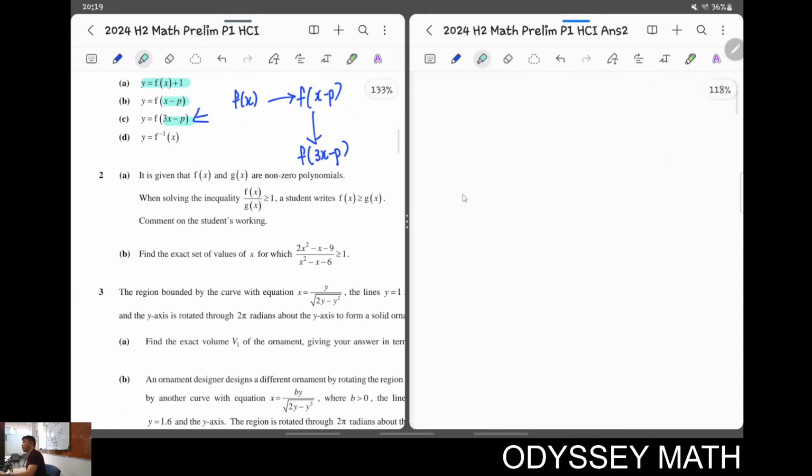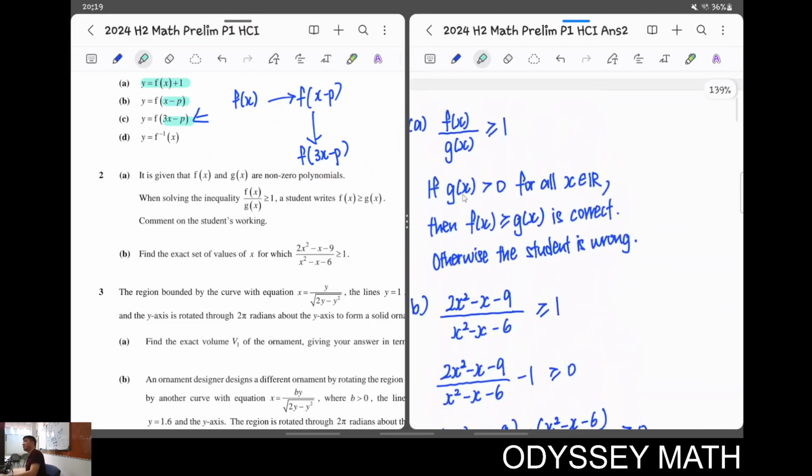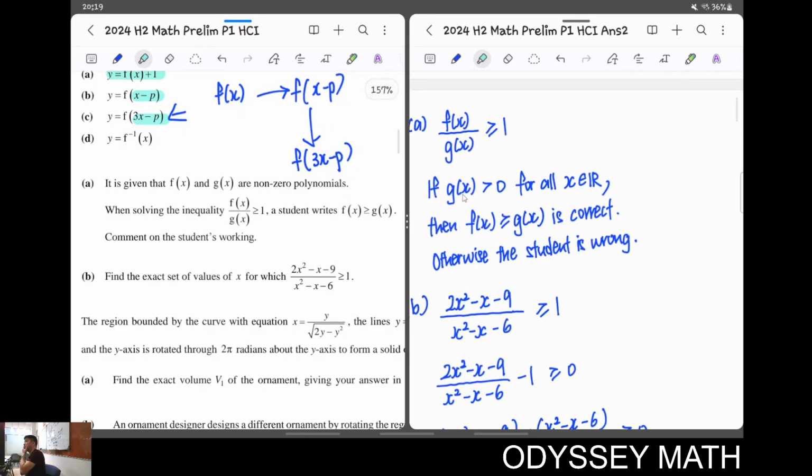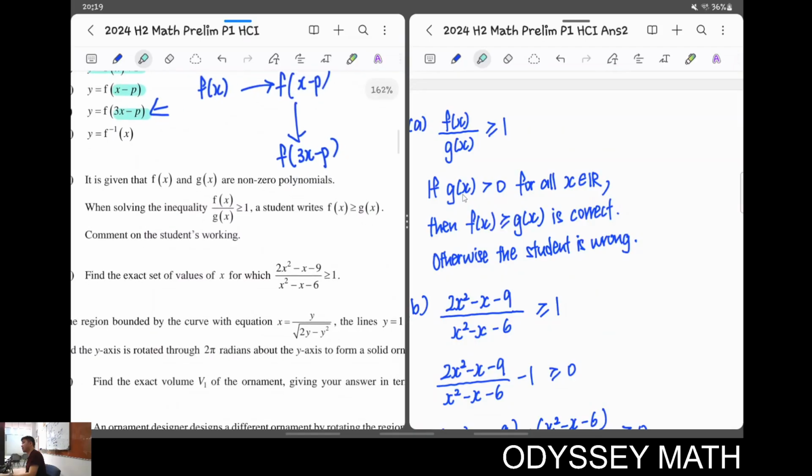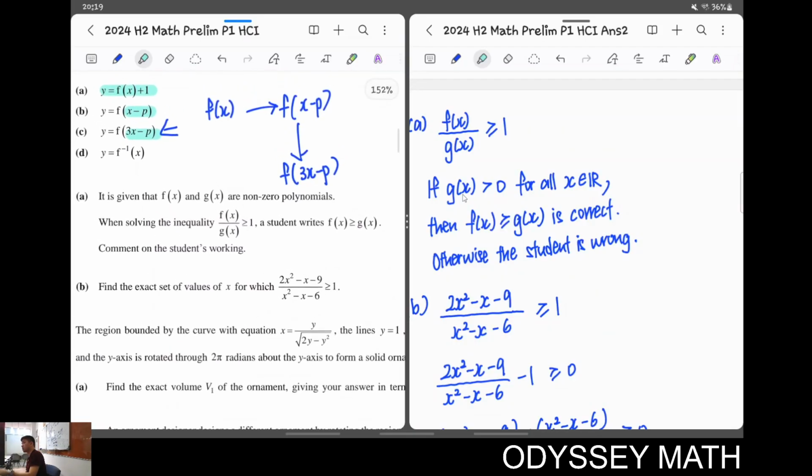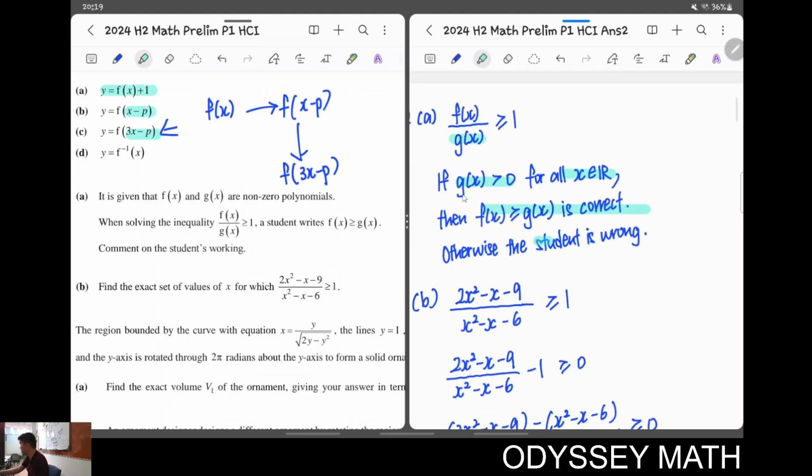Okay, question 2a. It is given that f(x) and g(x) are non-zero polynomials. When solving the inequality f(x) over g(x) is at least 1, a student writes f(x) is more than or equal to g(x). Comment on the student's working. So you never ever cross multiply, or multiply the denominator over, for an inequality. You can do that only when g(x), the denominator, is strictly positive for any x value. Then you can multiply it over and say that f(x) is at least g(x). Otherwise, you can't. Got it?